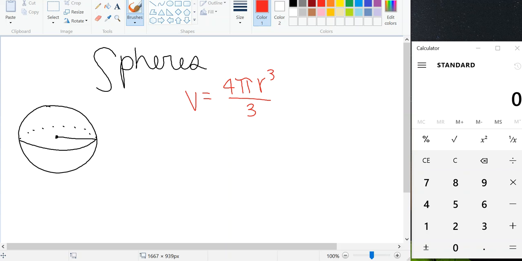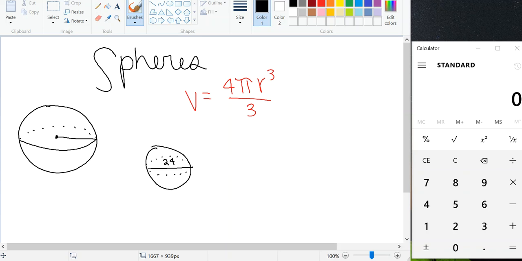It is 4 times pi times radius times radius times radius, 3 times. It's cubed, not squared. And then at the end, you divide by 3. It is a weird formula. It's a hard one to remember since it is so different than the other two. But let's get into some practice problems.